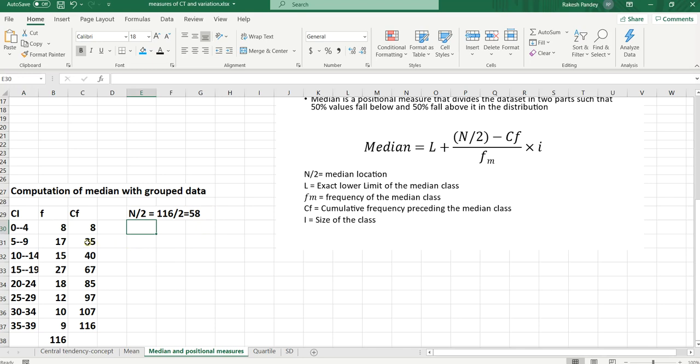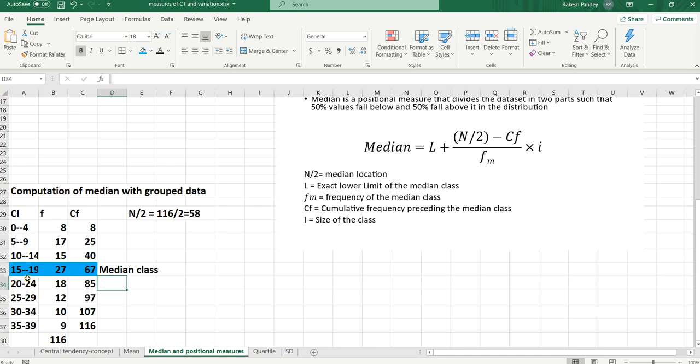So here only the 25th data is coming, here the 40th data is there, and here are the 67th data, starting from 41st to 67th. So the 50th data will be in this data range, that is 15 to 19. So we have located the median class and we can write this as median class. What does it mean?